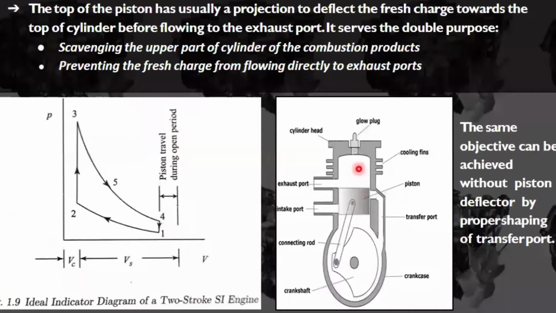And whenever there is combustion, the combustion products will push the piston downwards, and then work is produced, and the reciprocating motion is converted to rotary motion of the crankshaft, and these exhaust gases will leave from the exhaust port. That is the main working principle of this two-stroke engine.